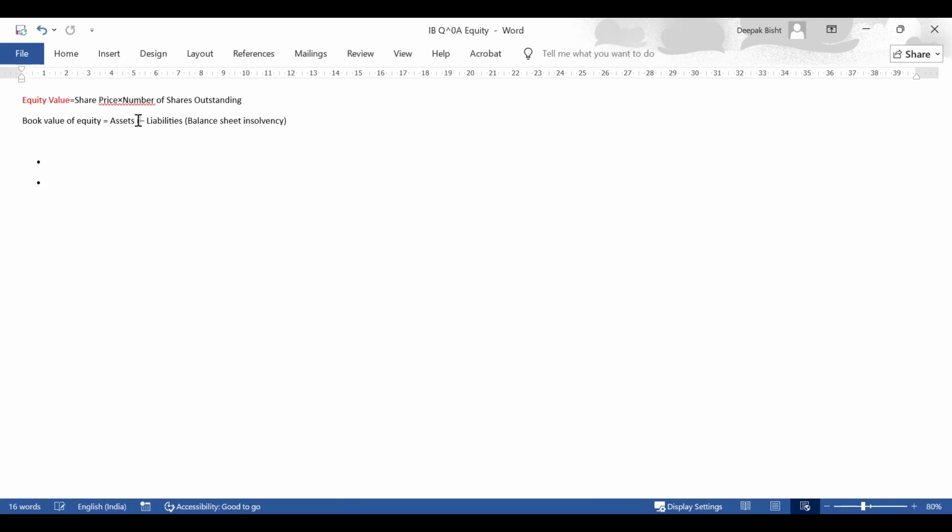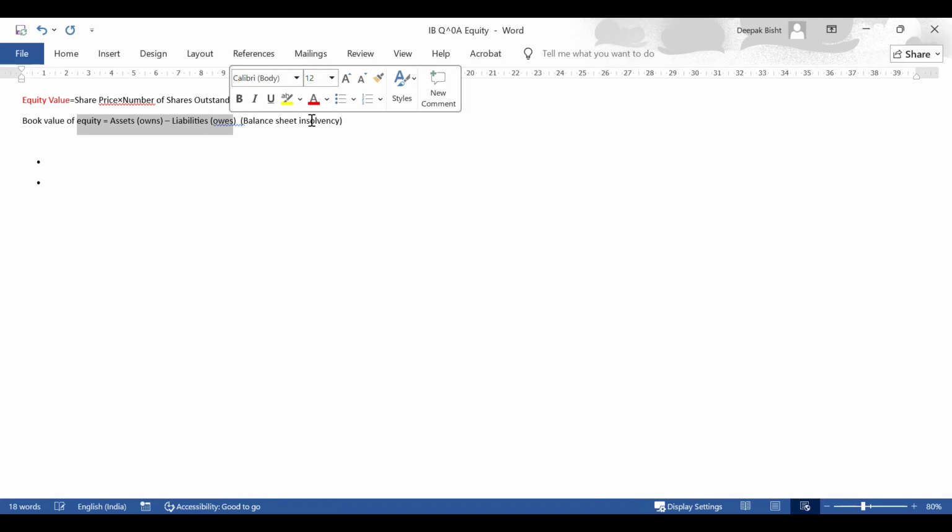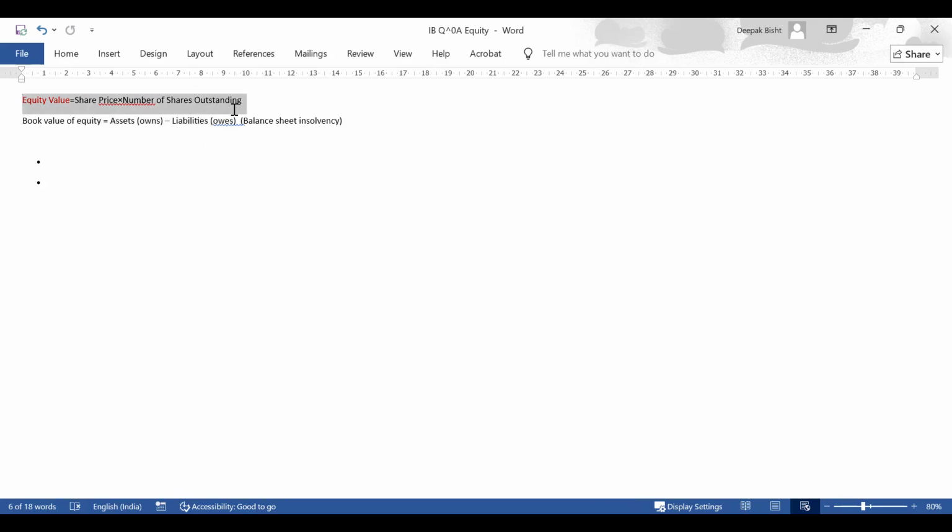Assets are what it owns and liabilities are what it owes. So there is a difference. This situation is known as balance sheet insolvency. And the key distinction here is that market equity value is share price into number of shares outstanding, and book value of equity, shareholders' equity, is assets minus liabilities. This can be negative, but this cannot be negative. Equity value cannot be negative.